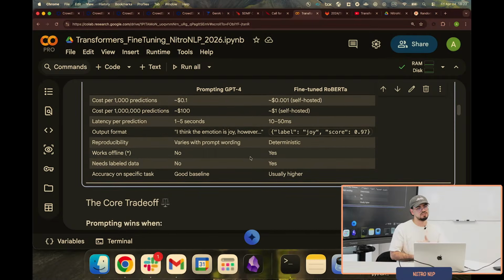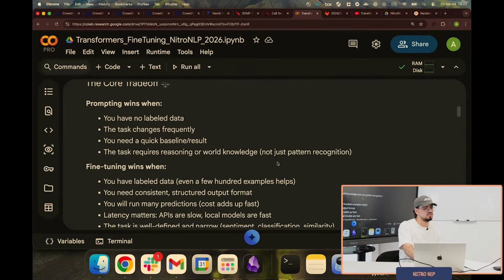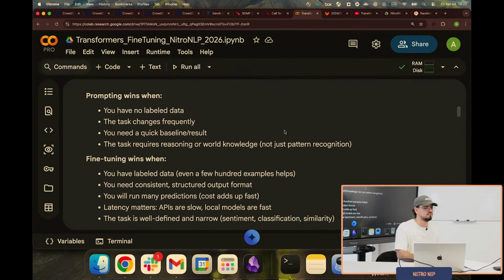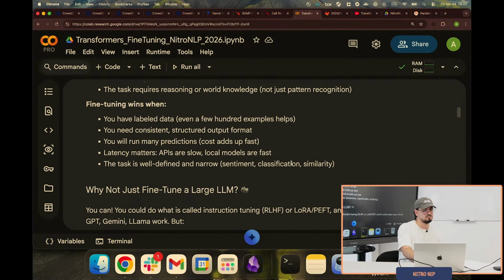And modern LLMs are a good baseline, but usually a fine-tuned transformer on our specific task is much more lightweight, and it usually has a higher accuracy or F1 score or whatever your metric is. So the core trade-off would be, yeah, we can use prompts when you have no labeled data, when we need something very quick, or the task requires some kind of world knowledge, not necessarily only understanding of pattern recognition. But fine-tuning wins when we have labeled data, even 100 examples would help, when we need a structured output and when latency matters.